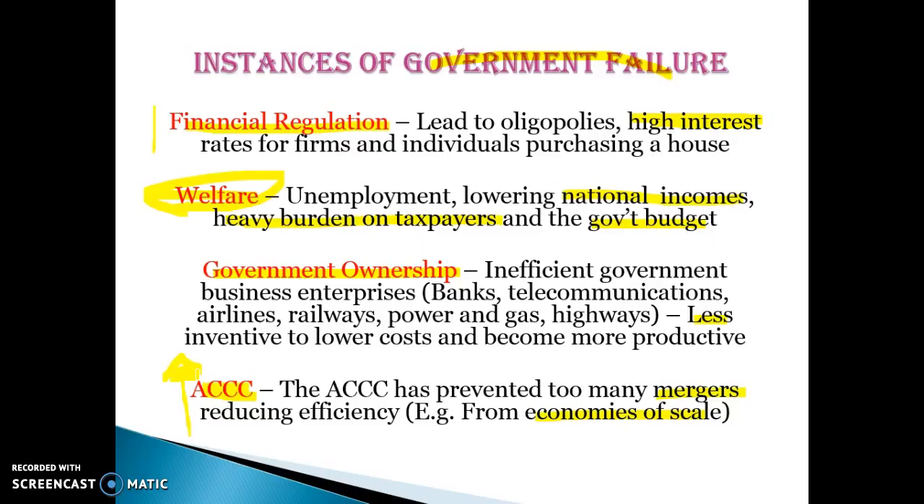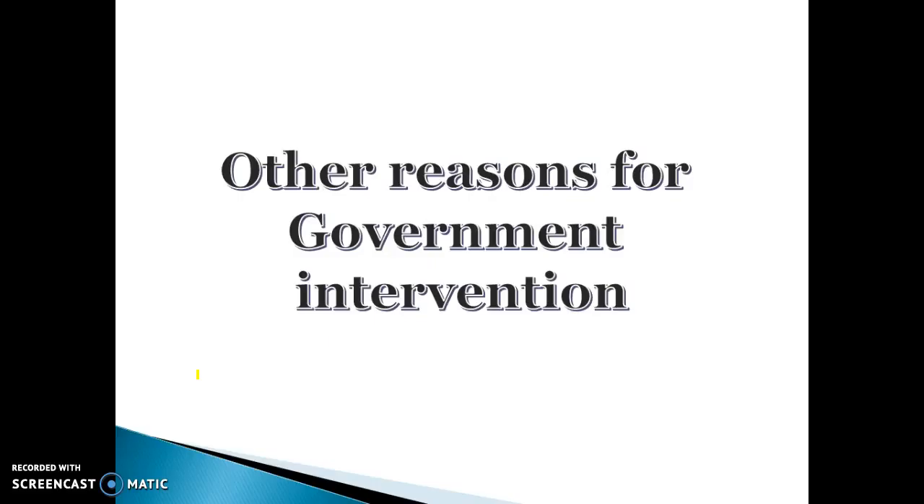So there's 7 key government failures. It's important that you know 2 or 3 of them and are able to discuss how they are examples of government failure. There are another 2 reasons why the government intervened in the economy. So we talked about market failures, but you also need to be aware of other reasons why the government intervened.